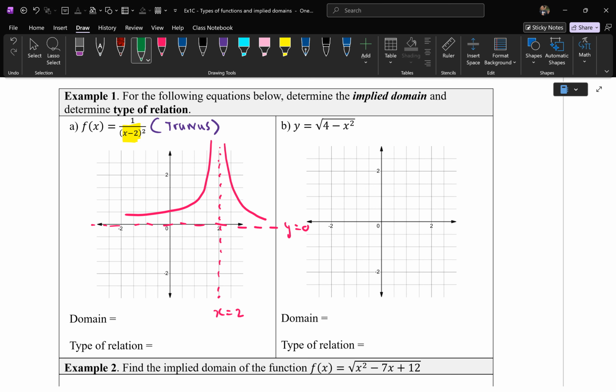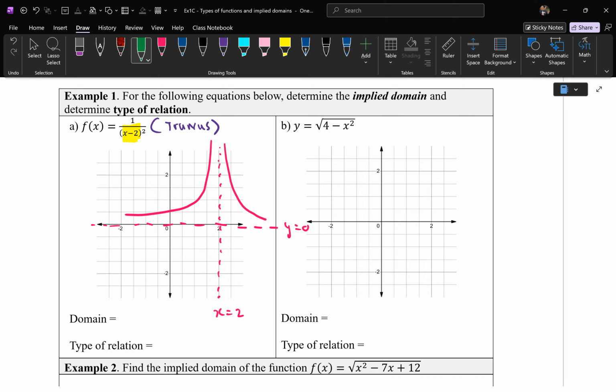Asymptote. Why? Because if you put 2 minus 2, that's 0. What's the problem? 1 divided by 0 squared. You can't do it. You cannot divide by 0. You can do 0 divided by 1, but you can't do it the other way around. So anytime the denominator is 0, it's undefined. That's why x equals 2 will not have a y coordinate.